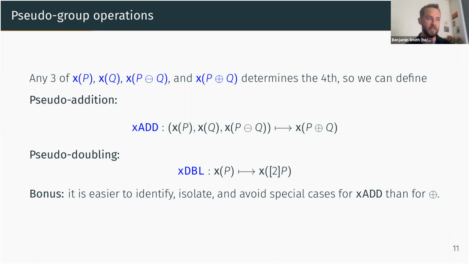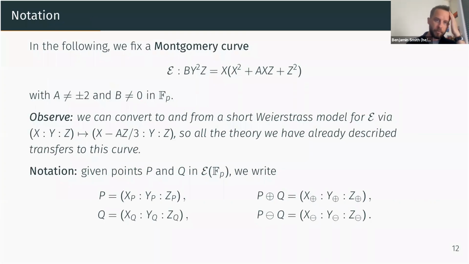You don't have all these things like, oh, hang on, am I trying to add a point to its own negative? Or am I trying to add 2 points, but they're actually the same, so I need the tangent. Okay, you don't have to make all these decisions. You can write much simpler and faster code using these operations here when that's appropriate.